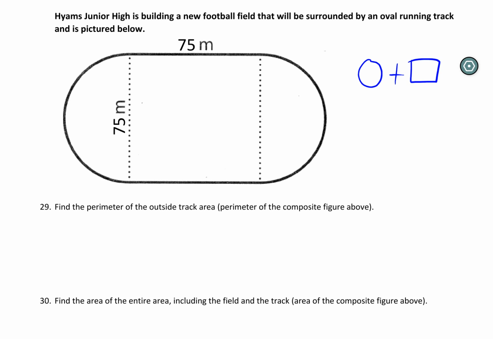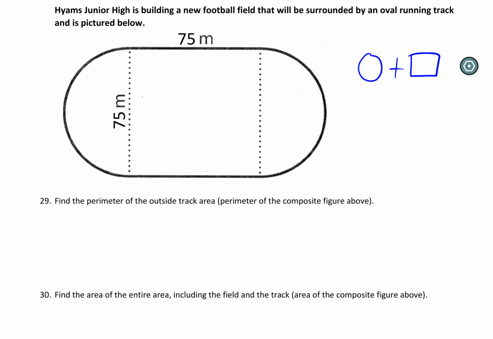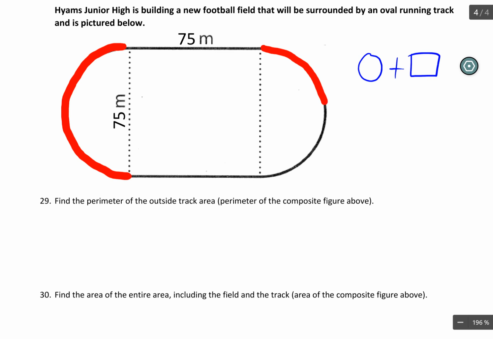So finding the perimeter, I only have two pieces. Let me use a different color so it's a little easier to see. Yeah, let's use the big fat red. So I have that and this, so that perimeter is going to be an entire circle. And then for my square, I only have two sides.